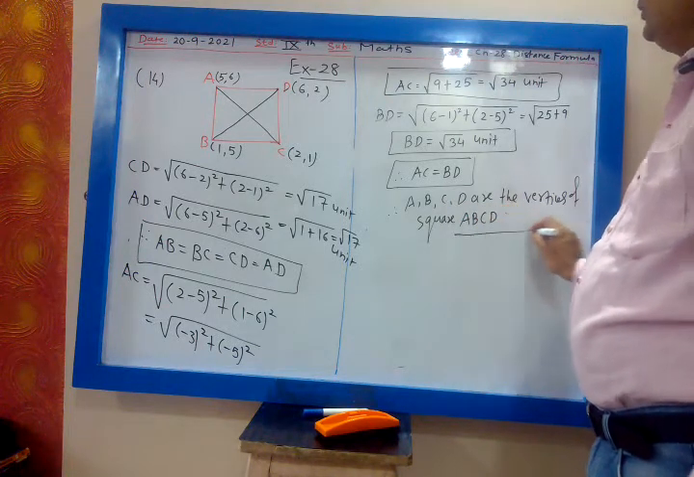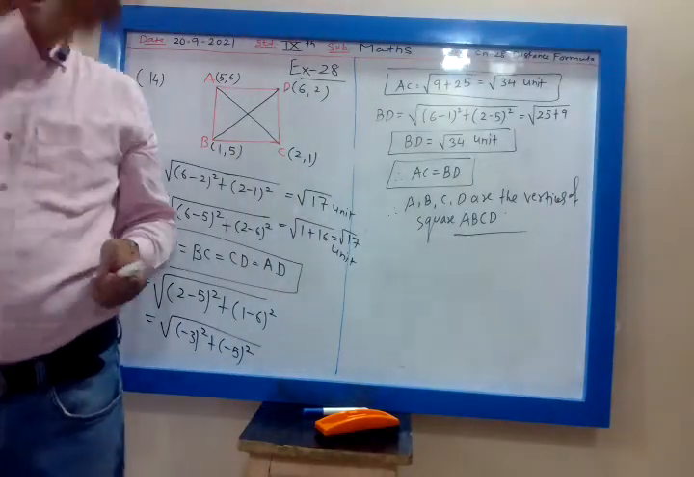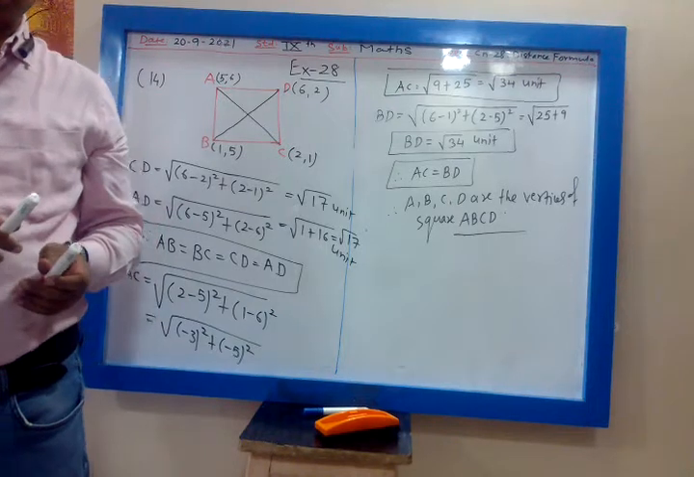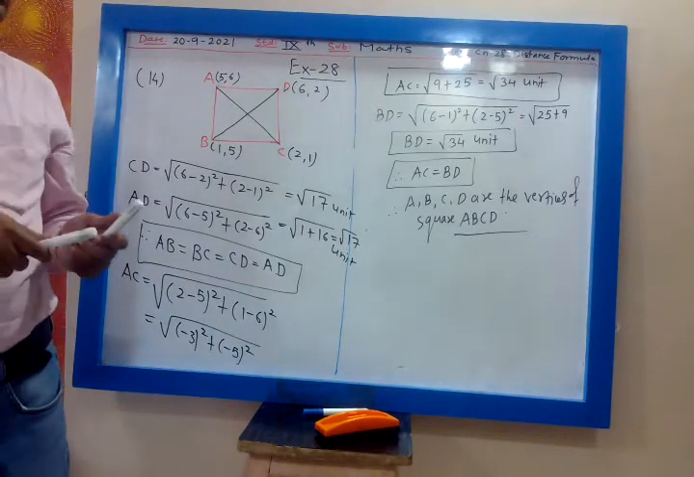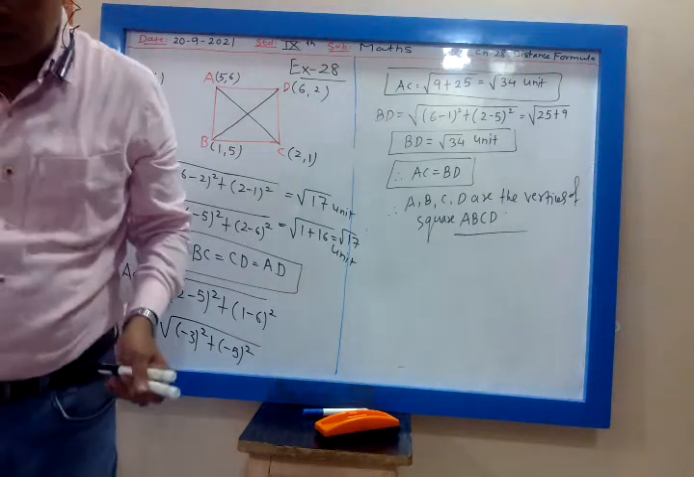So to show that they are the vertices of rectangle, we show that opposite sides are equal and diagonals are equal. And to show that they are the vertices of square, we show that all the four sides are equal and diagonals are also equal.